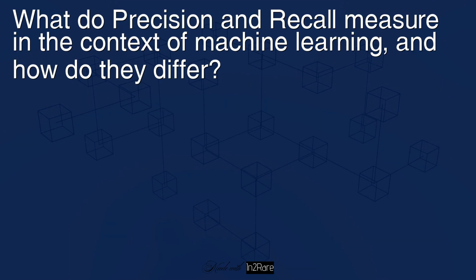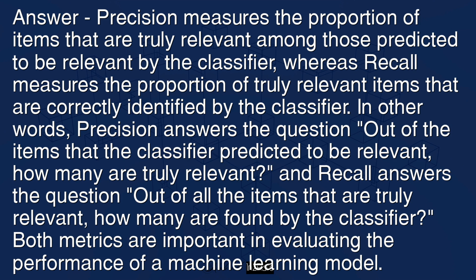What do precision and recall measure in the context of machine learning, and how do they differ? Answer: precision measures the proportion of items that are truly relevant among those predicted to be relevant by the classifier, whereas recall measures the proportion of truly relevant items that are correctly identified by the classifier. In other words, precision answers the question: out of the items that the classifier predicted to be relevant, how many are truly relevant, and recall answers the question: out of all the items that are truly relevant, how many are found by the classifier. Both metrics are important in evaluating the performance of a machine learning model.